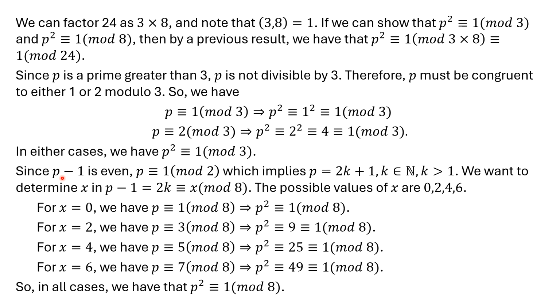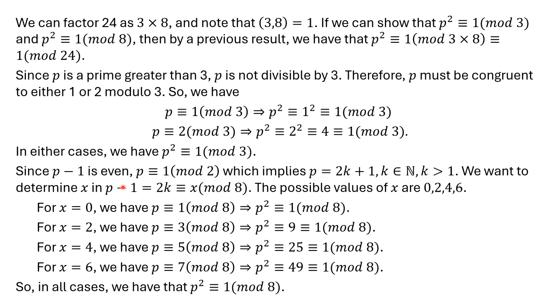Since P is a prime greater than 3, P minus 1 is even, right? All the primes except for 2 are odd, so P minus 1 would be even. That means P is congruent to 1 mod 2, which implies P can be written in the form 2K plus 1.